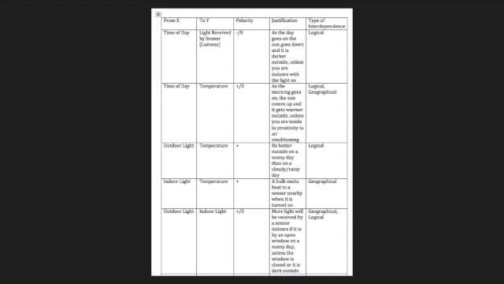Our first hypothesis was that later in the day would yield greater light values. Our second hypothesis was that later in the day would result in greater temperature values from the temperature sensor. Our third hypothesis was that outside light would make temperature values higher. Our fourth hypothesis is that inside artificial light would make temperature values higher. And our fifth and final hypothesis was that outside light would make inside light values higher.